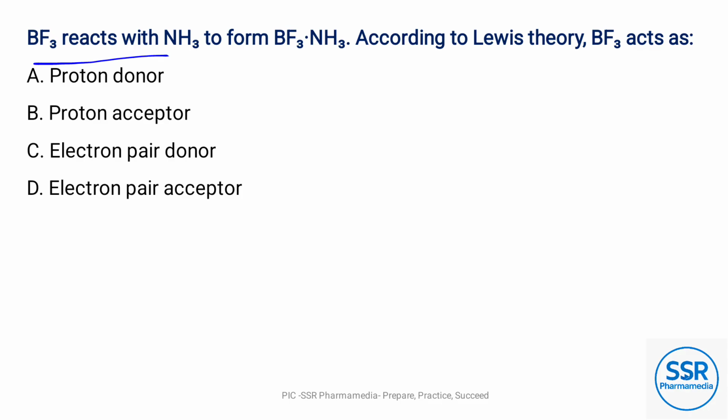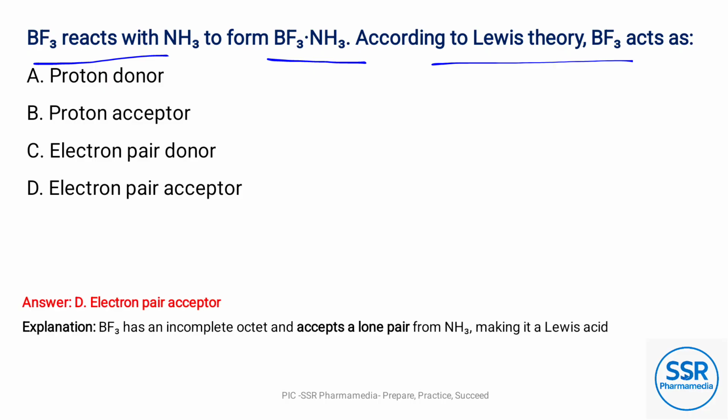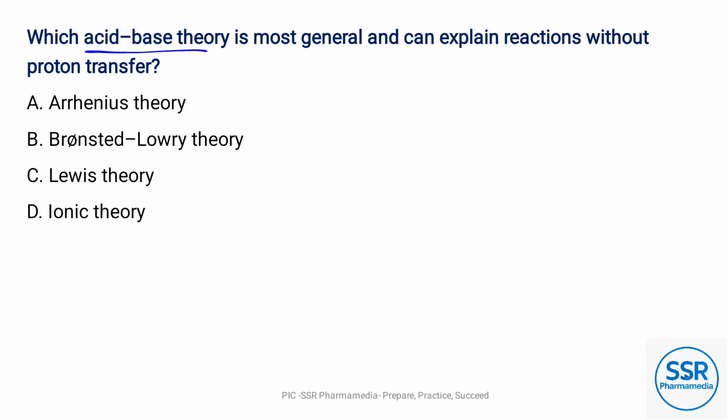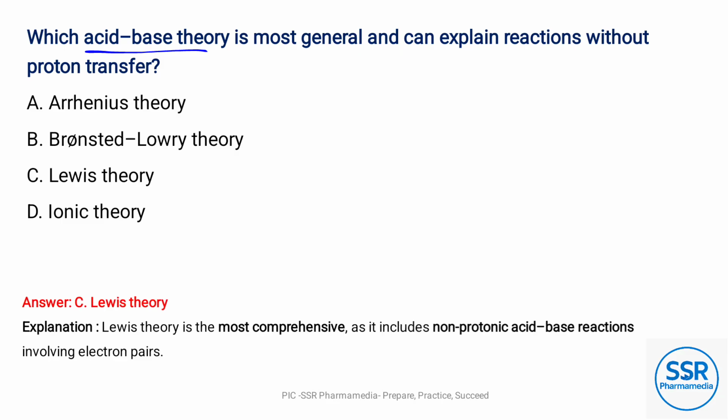BF3 reacts with NH3 to form the BF3-NH3 complex. According to Lewis theory, BF3 acts as, option D, electron pair acceptor. Due to accepting the electron pair from ammonia, it forms a complex. Which acid-base theory is most general and can explain reactions without proton transfer? Option C, Lewis theory.